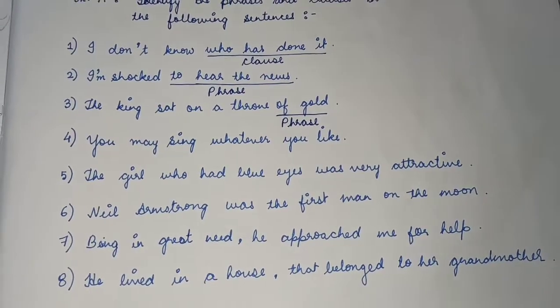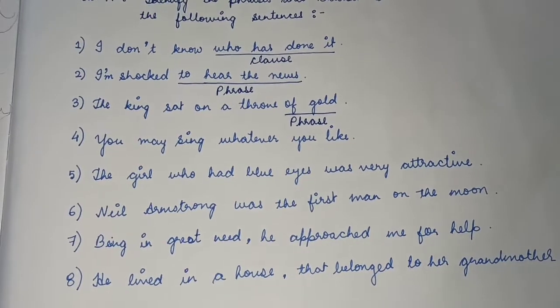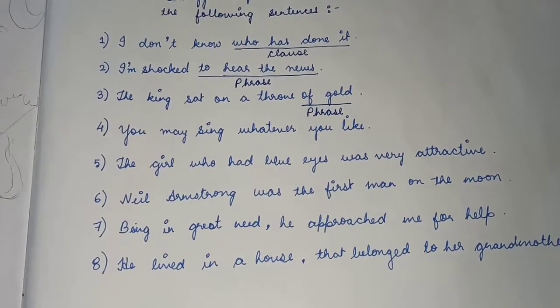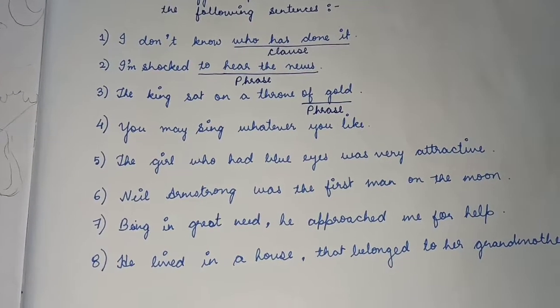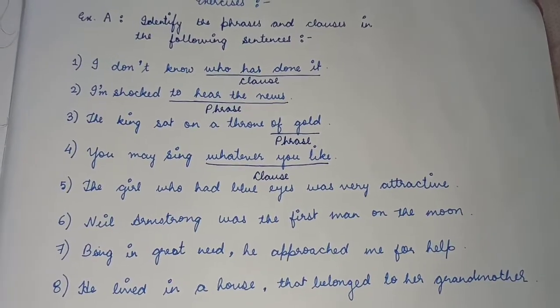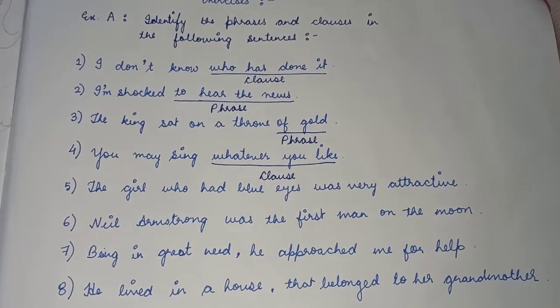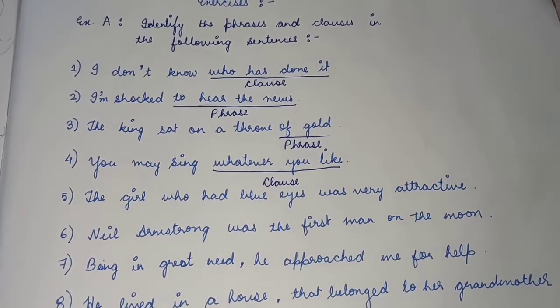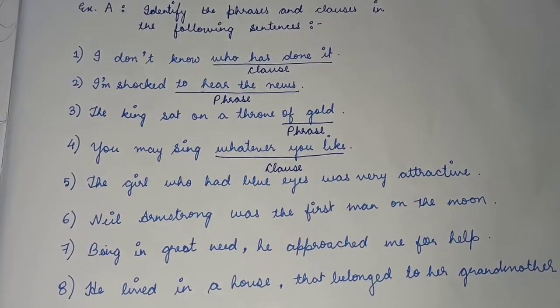Number 4 is, you may sing whatever you like. In this statement, we have a clause, whatever you like. Now, it is a clause because it has a subject, that is you, and a verb, that is like.